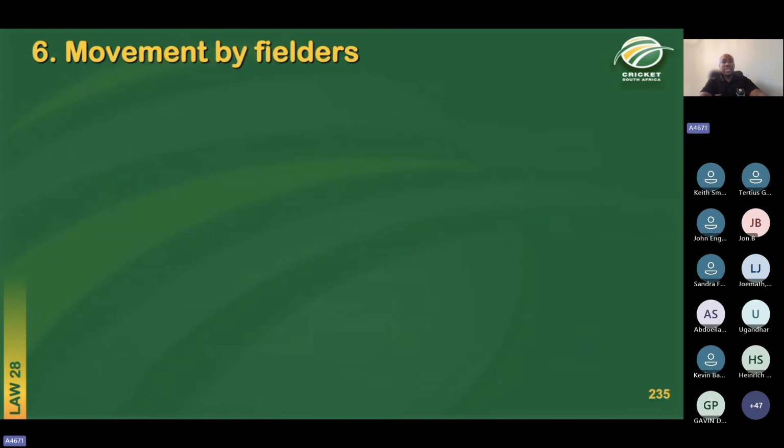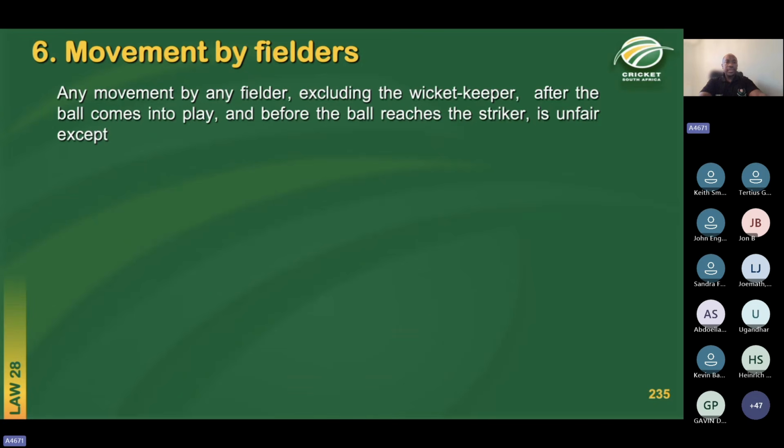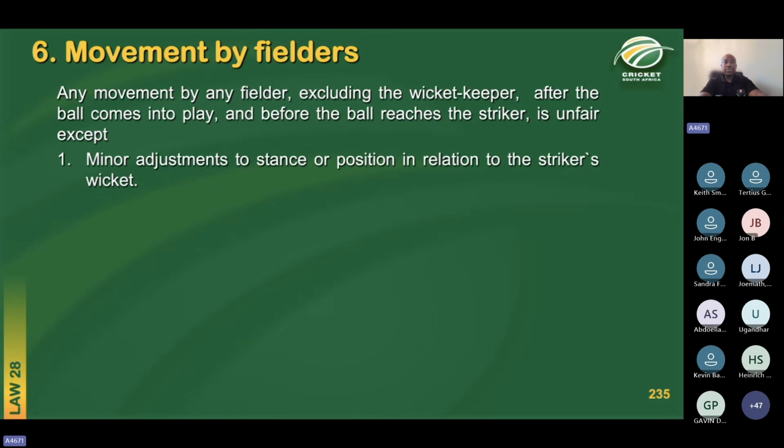Let's look at movement by fielders, what is allowed and what is not allowed. Law tells us that any movement by any fielder, excluding the wicketkeeper, after the ball comes into play and before the ball reaches the striker, is unfair, except a few scenarios. What is allowed by law? Minor adjustments to stance or position in relation to the striker's wicket.